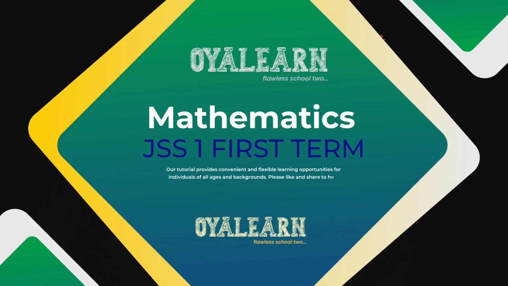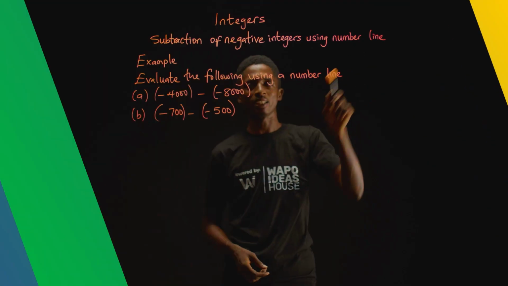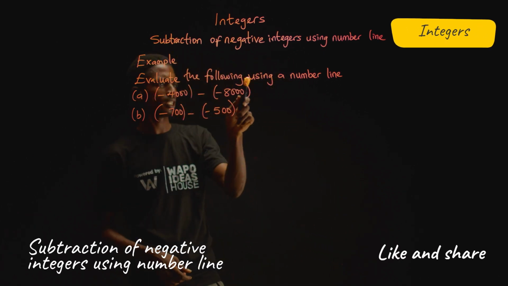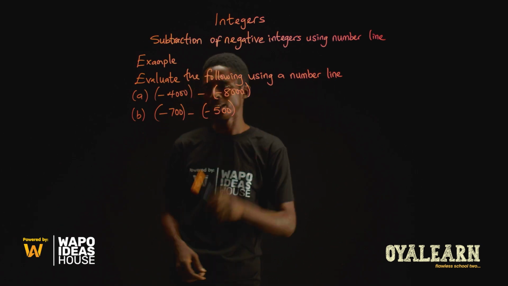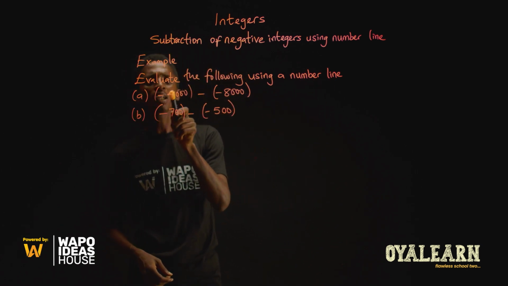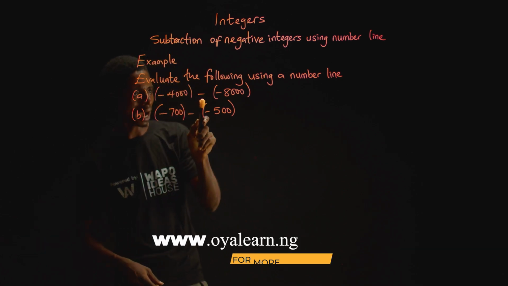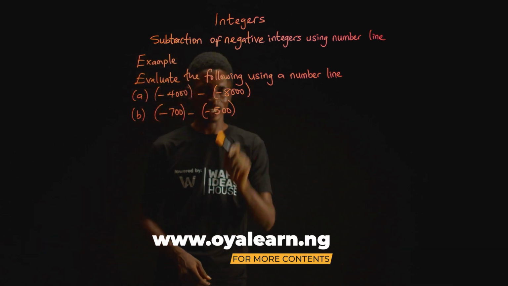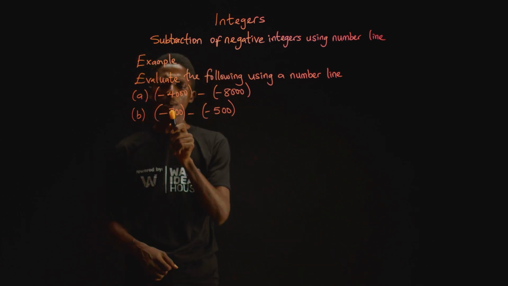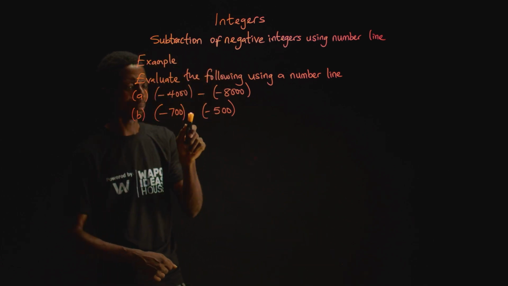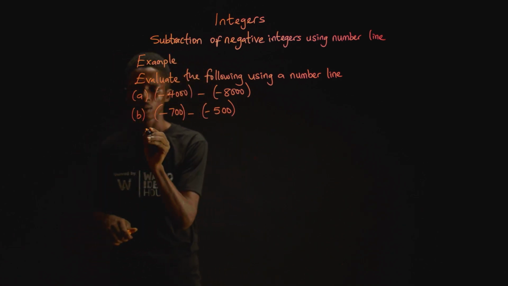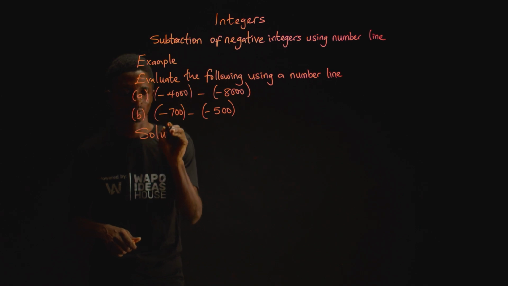Subtraction of negative integers using number line. Example: evaluate the following using a number line. The first expression, we have minus 4,000 minus 8,000. And then in the second expression, we have minus 700 minus 500. Solution.